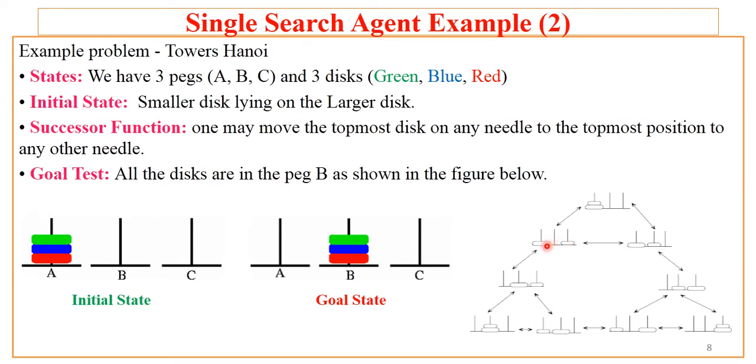Once you have chosen this particular state, that is, the larger disk is on peg A and the smaller disk is on peg C, then you can move the larger disk to peg B, and then move the smaller disk which is at peg C onto peg B, and this way you get the goal configuration. So this way you can have different states.